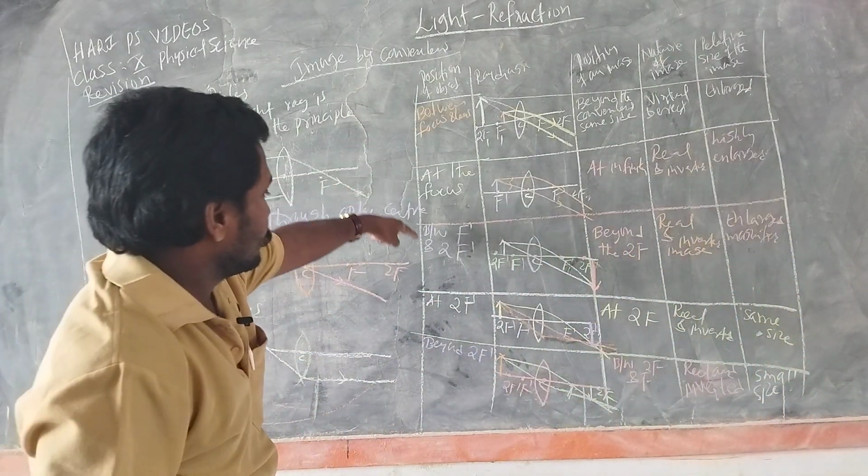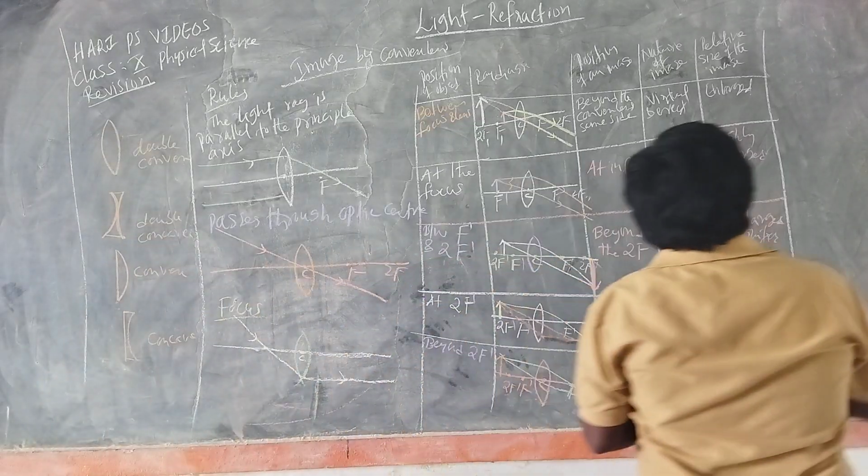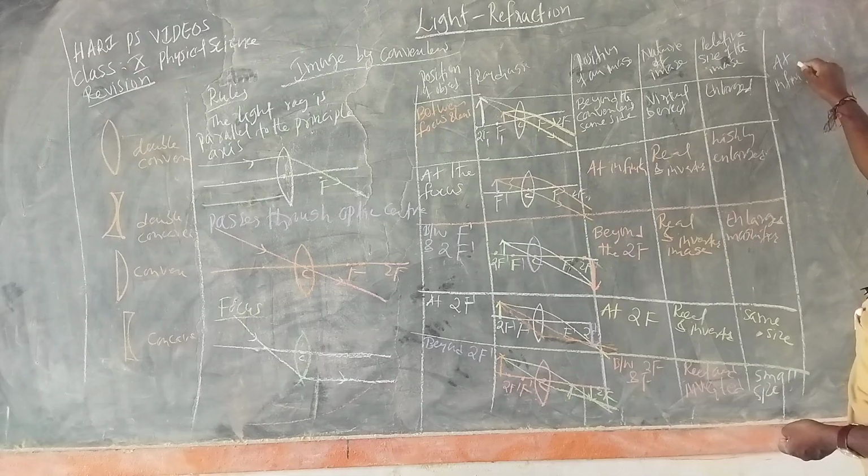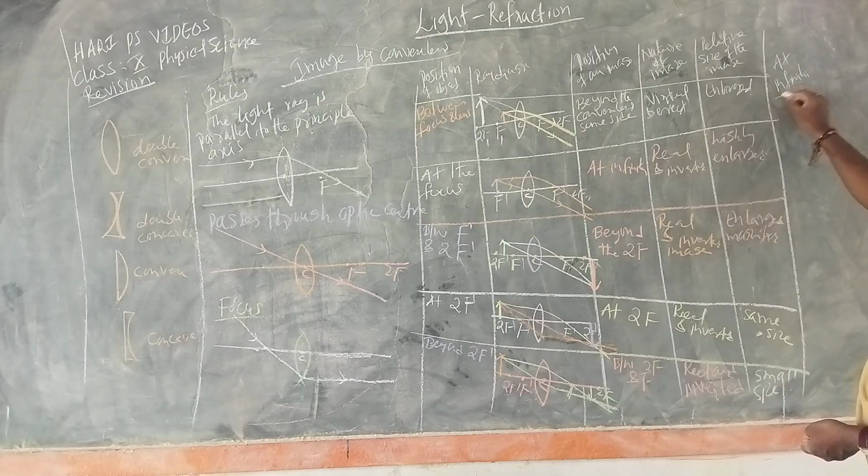Right. So 1, 2, 3, 4, 5, 6, six only. Now, if the object is at infinity.